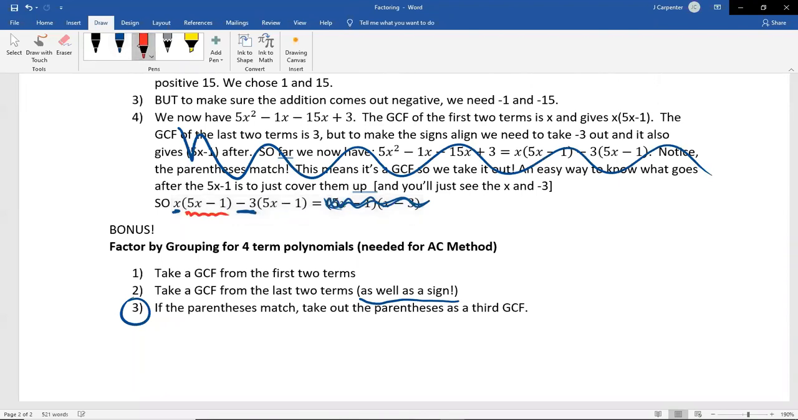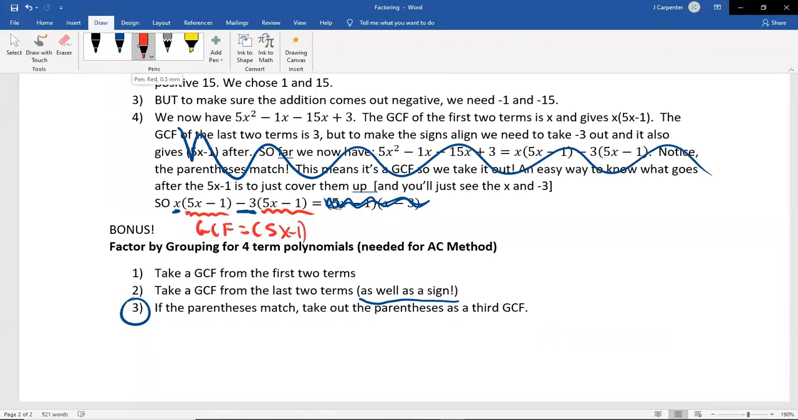This 5x minus 1 is part of the first term. This 5x minus 1 is part of the second term. It is a product that is in two terms, which means it is a common factor. Product means factor. So that would mean your GCF is that parentheses, 5x minus 1.